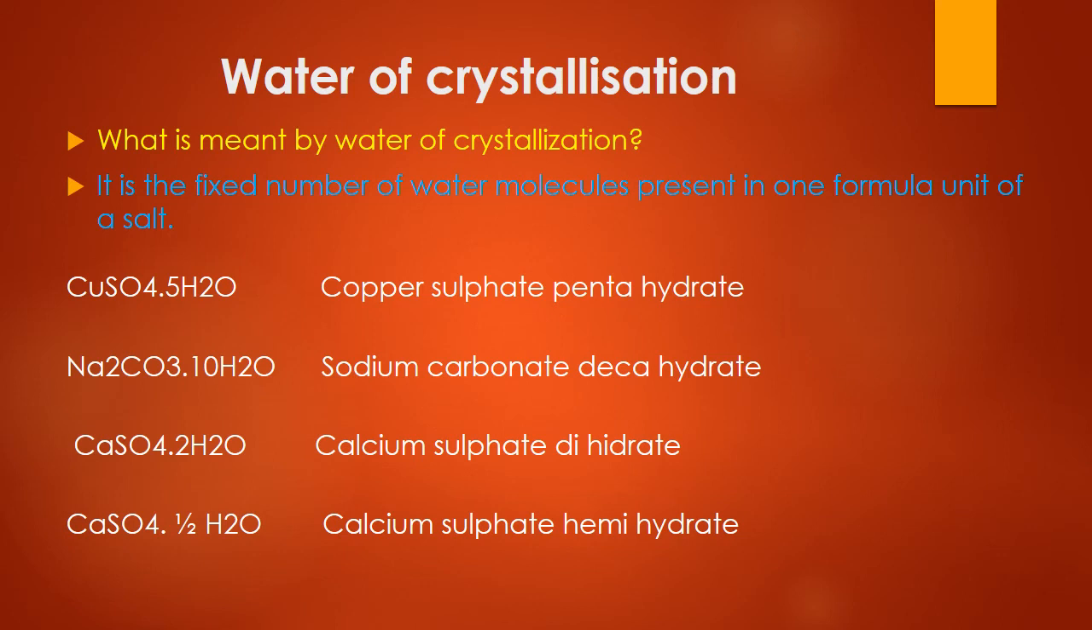At the same time, calcium sulfate which contains half a water molecule is called plaster of Paris. So these are some examples for the water of crystallization. Once again, CuSO4.5H2O, Na2CO3.10H2O, CaSO4.2H2O, and CaSO4.½H2O.